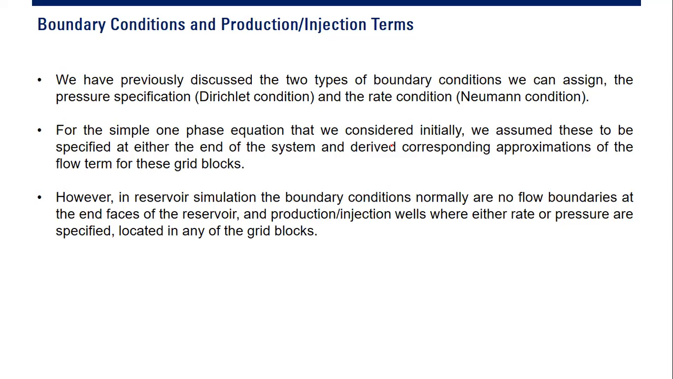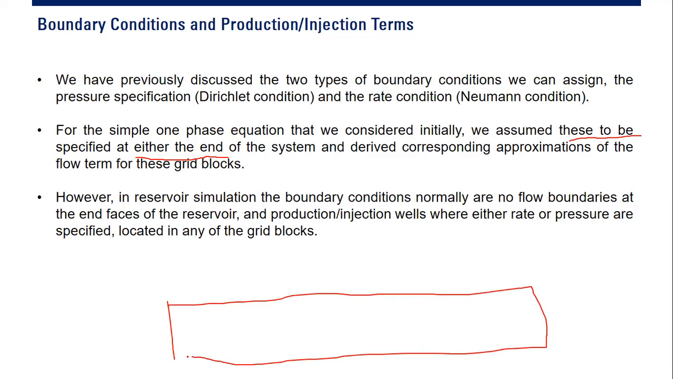of the system and derives the corresponding approximation of the flow term of these grid blocks. For the simple one-phase equation that we considered initially, we assume this to be specified at either end of the system. So if we have this rock, this second bullet tells us that at the left or at the right, we impose something.